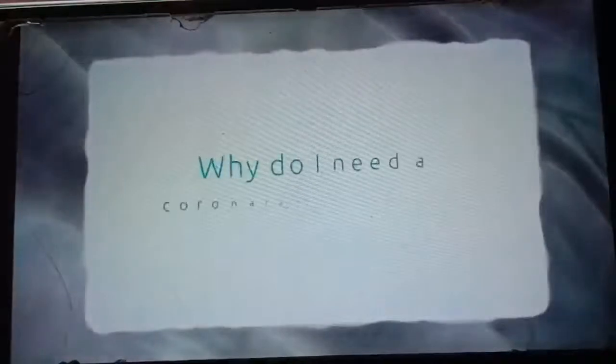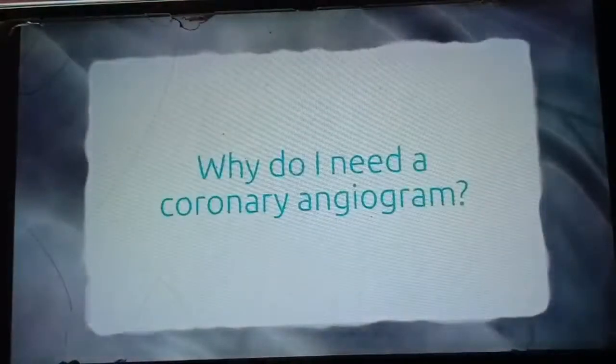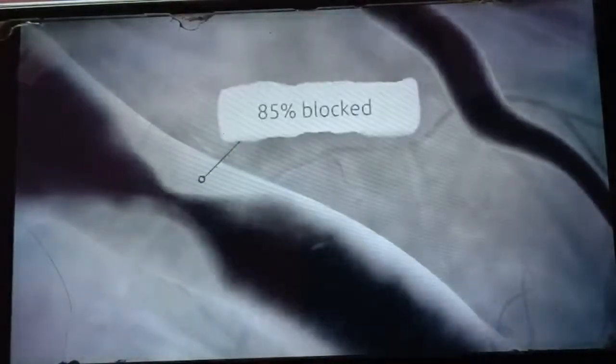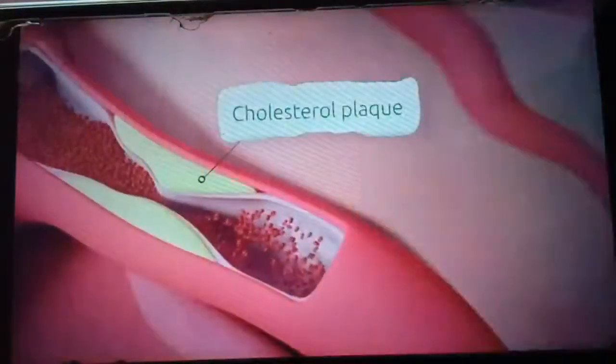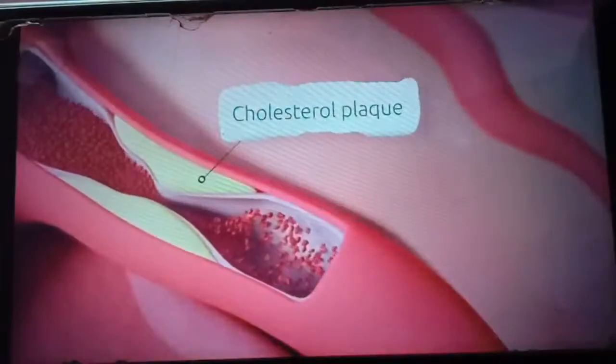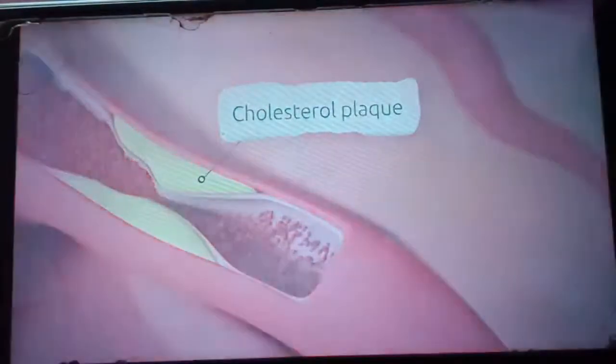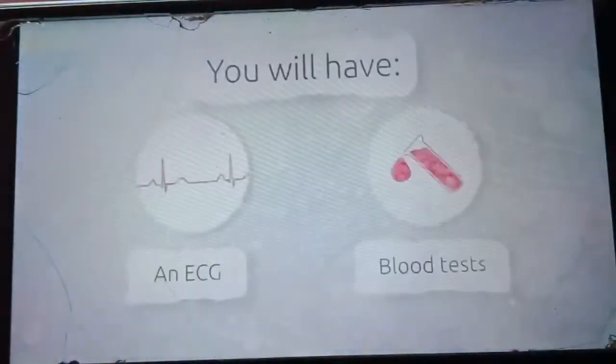Why do I need a coronary angiogram? A coronary angiogram is most commonly used to determine the presence and degree of blockage of the arteries that supply the heart. Blockages occur because cholesterol plaque builds up within the walls of the arteries. How do I prepare? You will have an ECG and blood tests done before your coronary angiogram. Talk to your cardiologist about medications and let them know about any allergies to X-ray dyes.